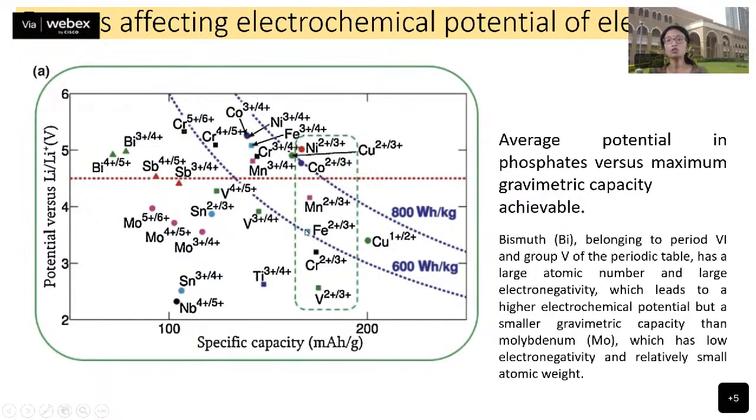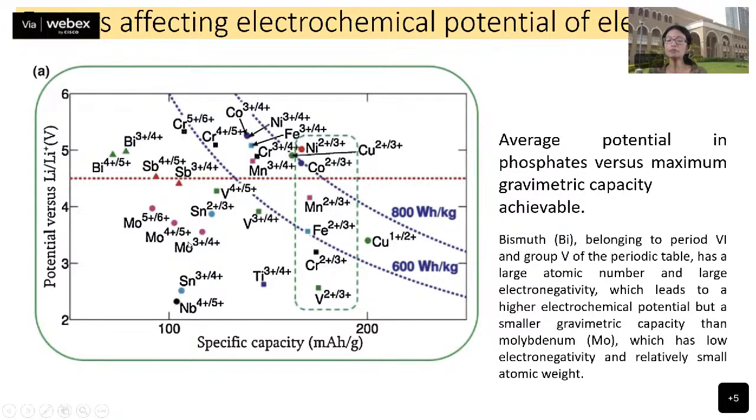Because bismuth belongs to period 6 and group 5 of the periodic table. It has a large atomic number and a very large electronegativity. So it has a very high electrochemical potential, but a smaller gravimetric capacity. Look at the capacity: for bismuth, you find it is on the lower specific capacity side compared to those of the molybdenum compounds.